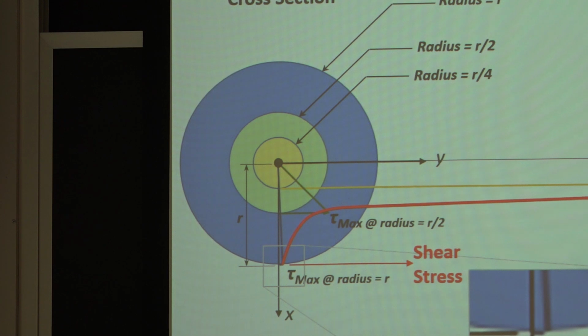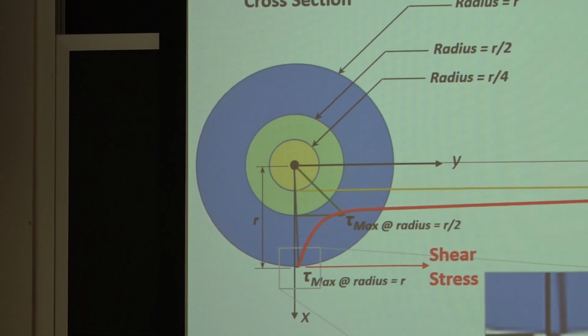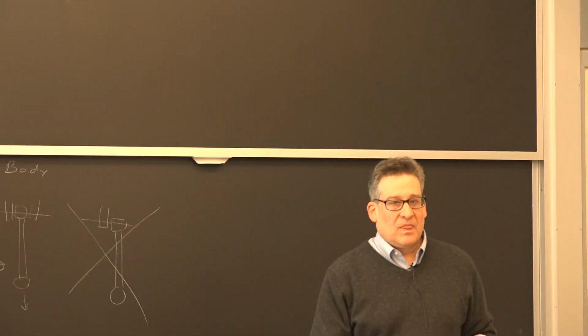What this says is that if you have something that's under torsion, a beam or a rod or tube, you want to go to the maximum possible radius in order to lower the stress the furthest. Any questions on this?